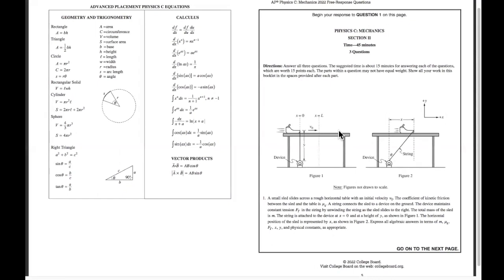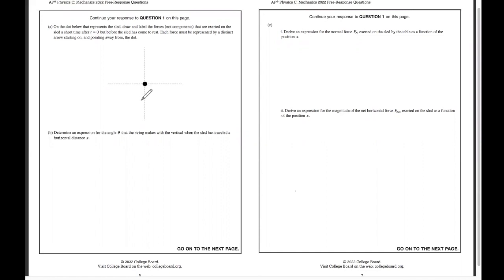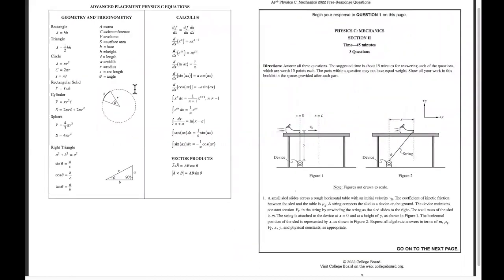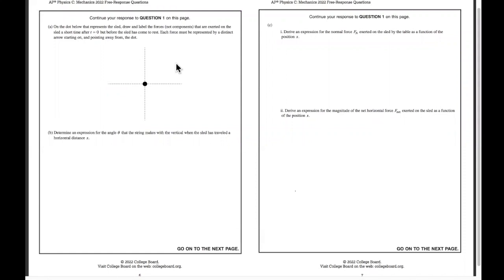All right, so let's go ahead and move on to the next page. The first thing that we have to do is draw the free body diagram for the sled before it comes to rest. You can see that the sled is in contact with two things: the table as well as the string. So that means that we are going to have a total of 4 forces. We are going to have gravitational force. The sled does have some mass, so it has to have gravitational force. There is going to be tension at an angle. So we'll go ahead and write that down.